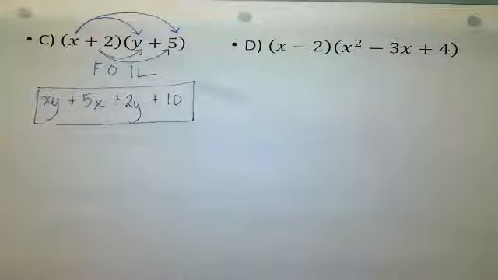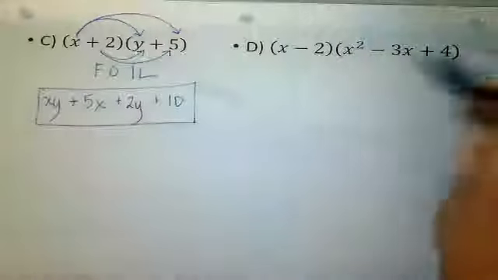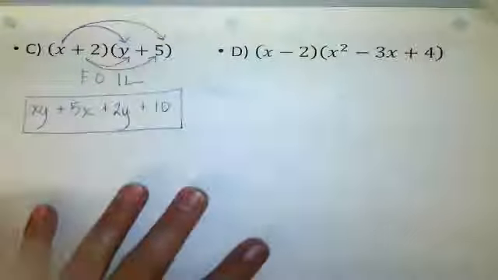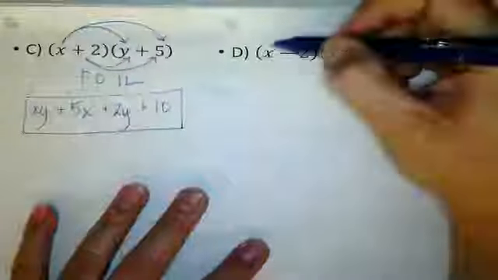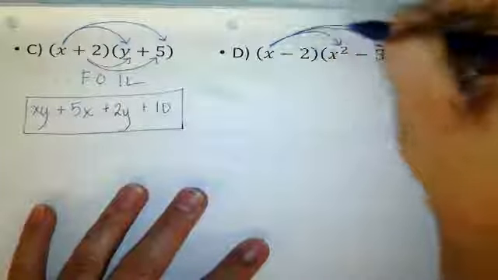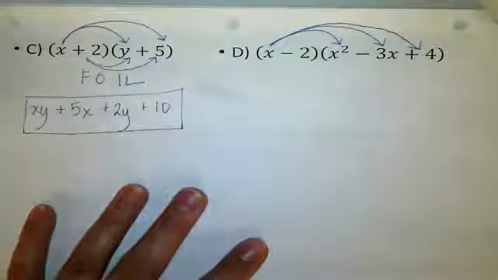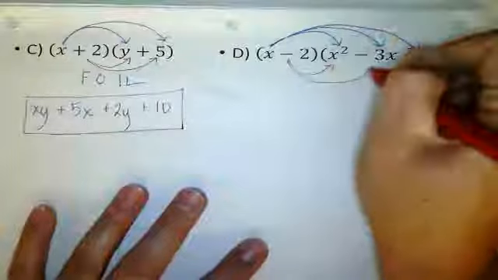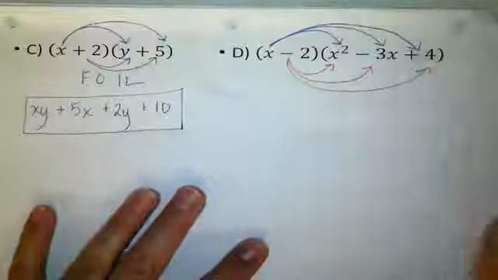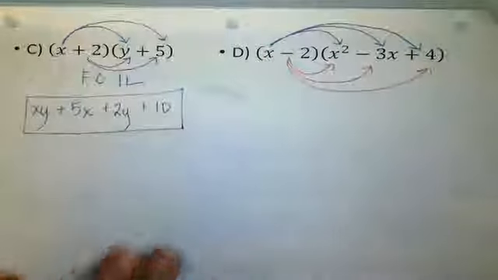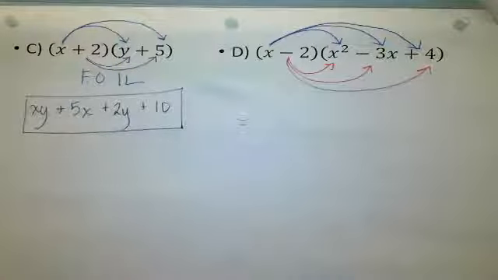So you can do the same thing with letter D. This is a binomial times a trinomial. I like to call it super distribution because you've got to distribute to all 3 terms. And we'd also have to distribute the negative 2 to all 3 terms. So how many terms would you get in your expansion here? 6 terms. And then you'd look for like terms and you'd add them up.